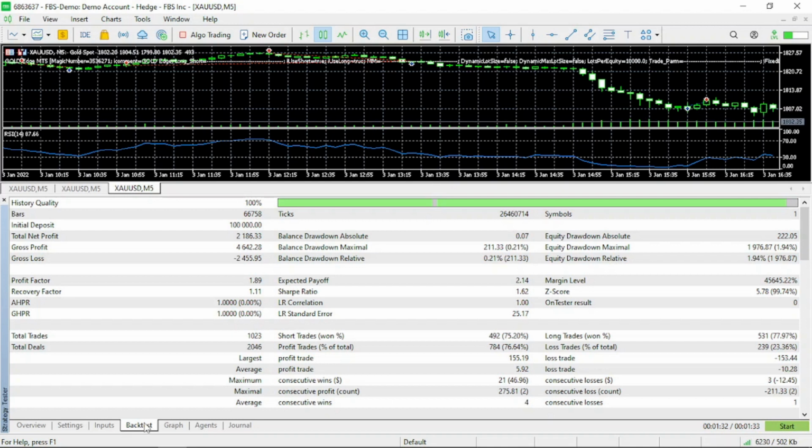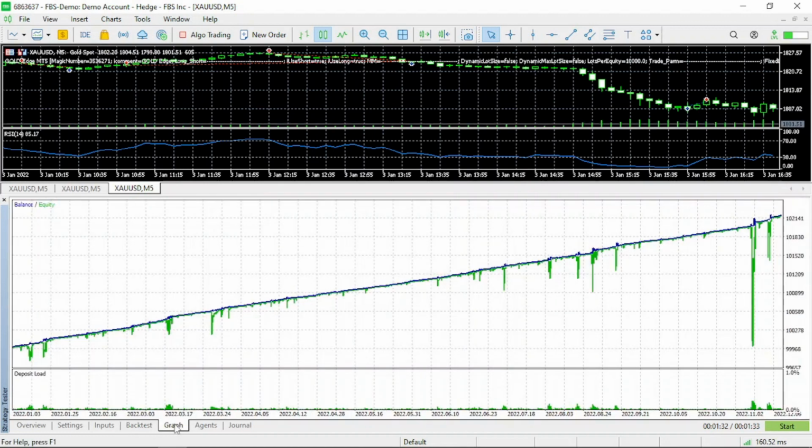It had a win rate of 76.64%, and you'll see the profit factor is up to 1.89. You'll see the largest profitable trade is $155 and the largest loss minus 153, with the maximum of 3 consecutive losses. I will be doing some more testing of the bot moving forward, so make sure to subscribe for that.